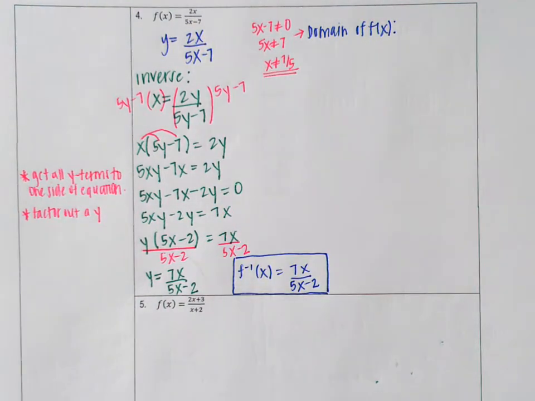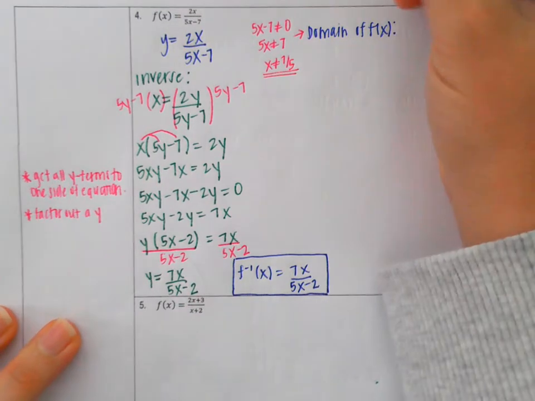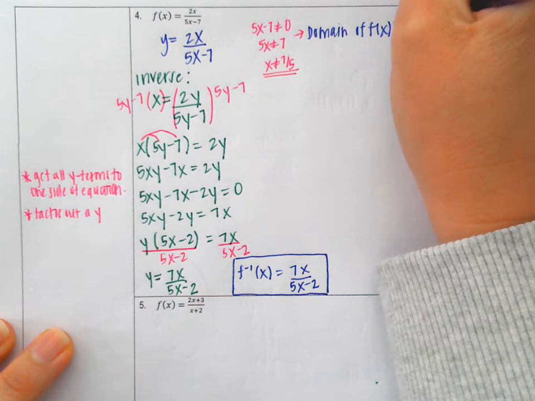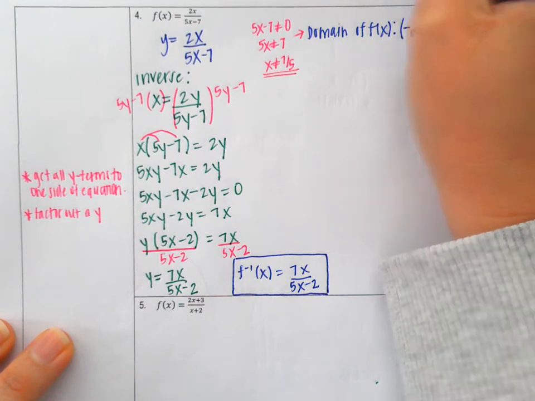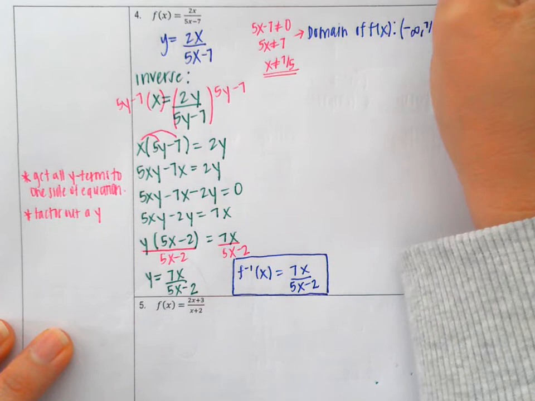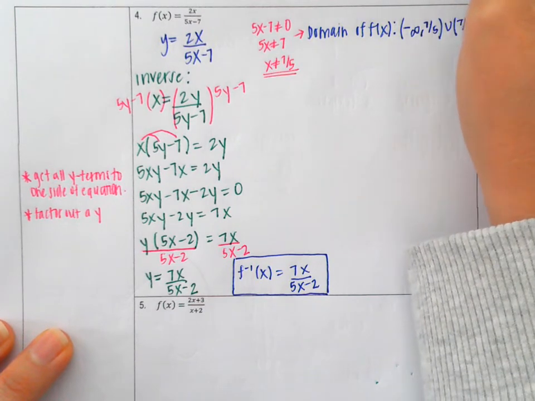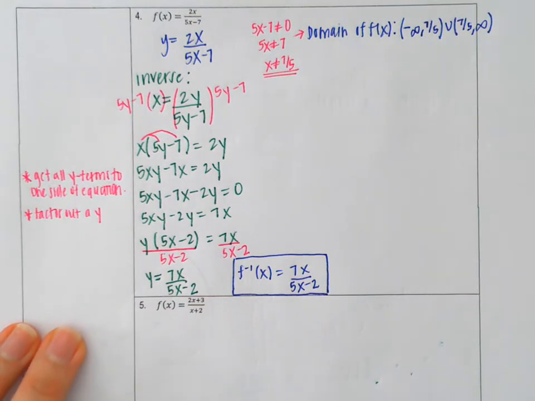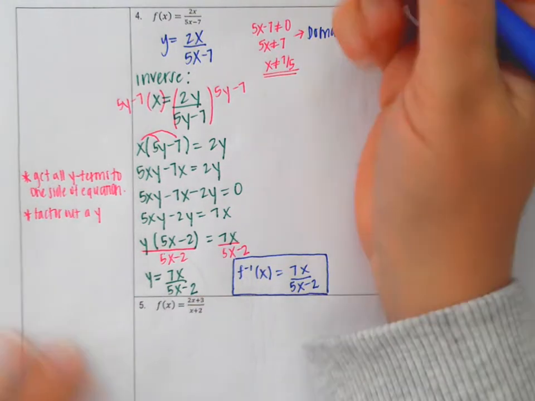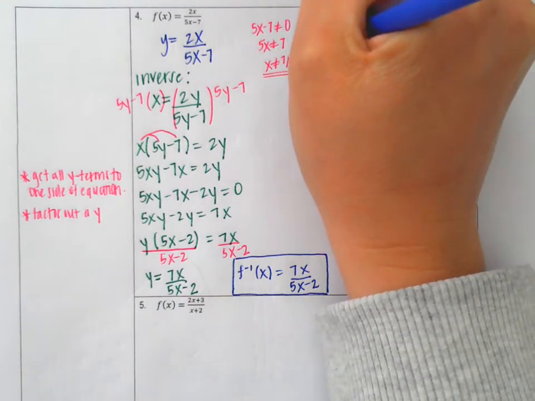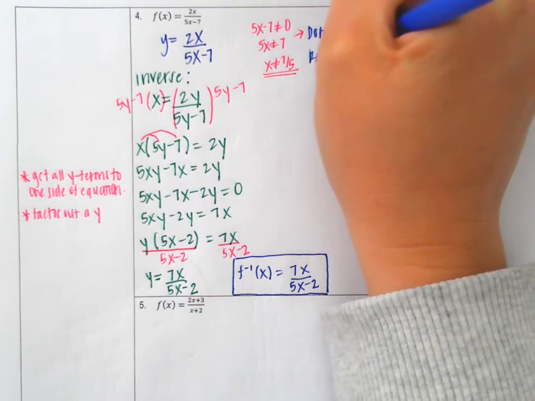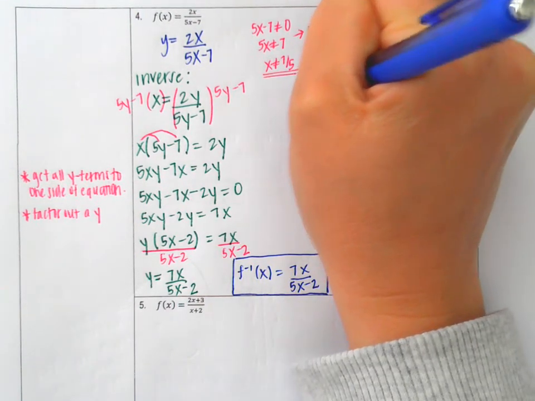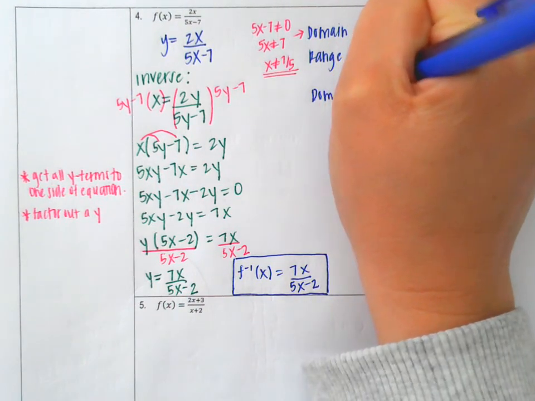So the way that we write that in interval notation, it can be every single number except 7/5. So it's negative infinity to 7/5, and then 7/5 to infinity. Now, before we get to the range, because remember the range is the domain of the inverse, I'm going to write that, but then leave it blank. So we're going to do the domain of the inverse next.